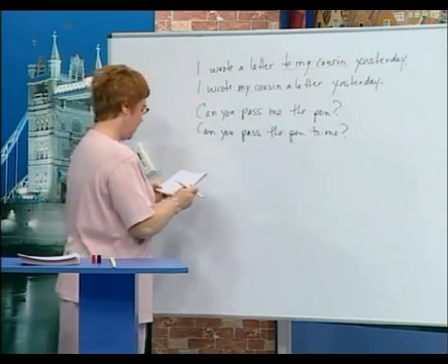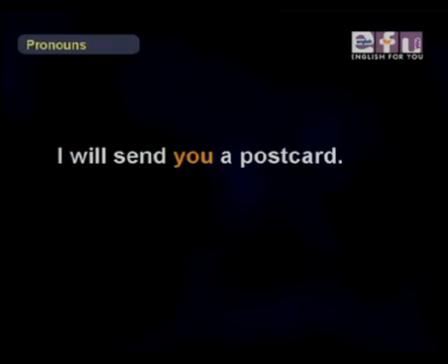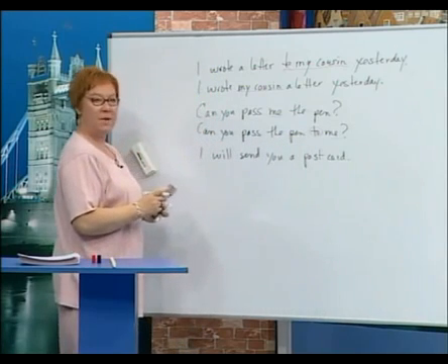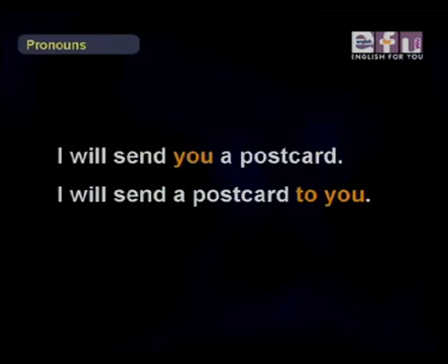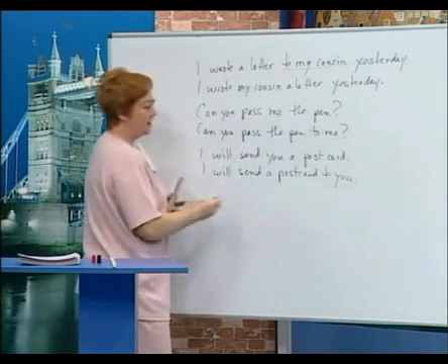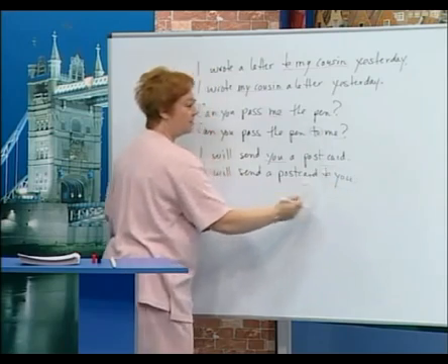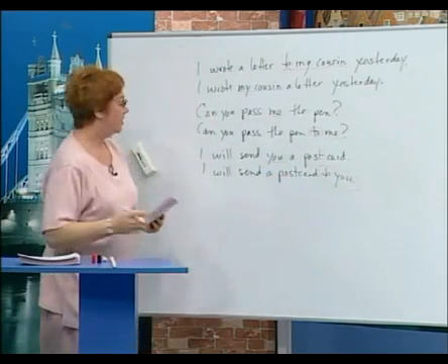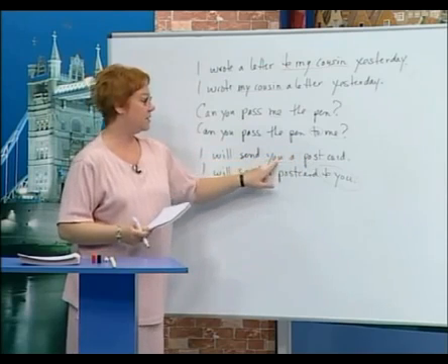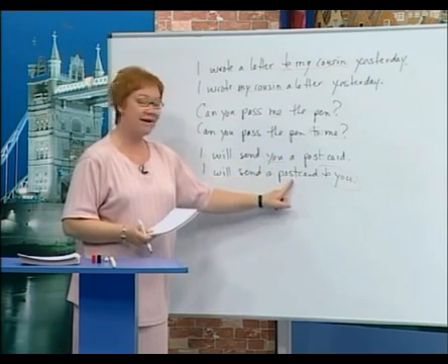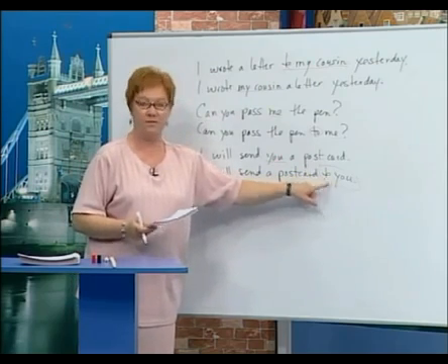All right. And I will send you a postcard. Okie dokie, Isabel. I will send a postcard to you. Again, we took "you," because this is the direct object, "you" becomes "to you." So when it comes before the object, no "to," no "for." When it comes after the direct object, we have "to" or "for."